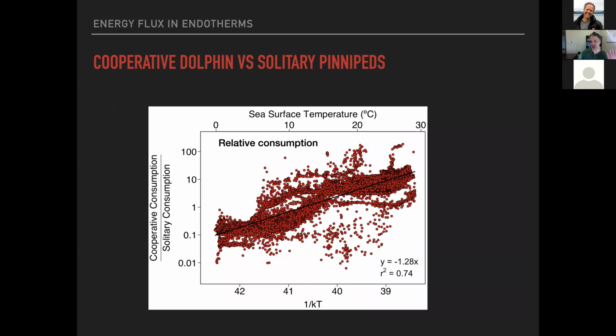And then I wanted to look at these cooperative dolphins versus your solitary pinnipeds, and compare how they're collecting resources in the ocean. If these fish are getting harder to capture in the tropics, and both speed and cooperation are a way of dealing with that, then you should get a consistent shift. And there's some wiggling, but there's a relatively consistent shift from dolphins consuming 10 times less food at 1 Celsius, to consuming about 10 times more food at 25 Celsius. So there is this consistent shift in flux between these different foraging strategies. So behavior does matter in these systems.